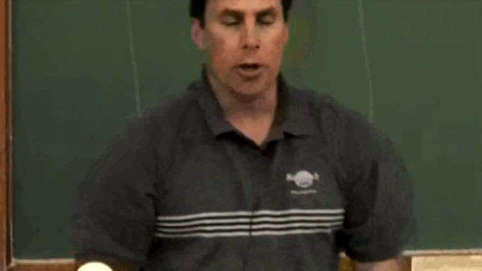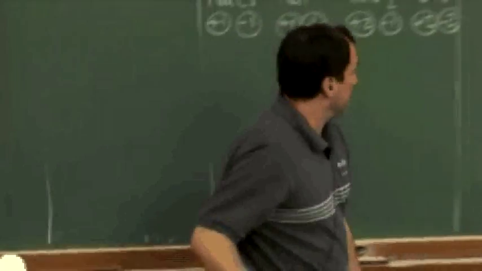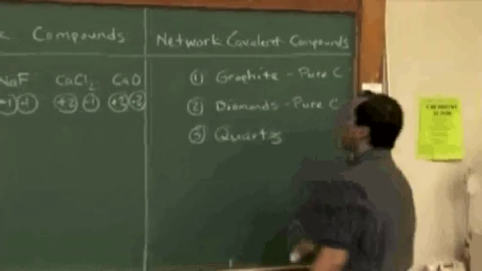And again, why is it hard? Why does it melt at a high temperature? It's because in order to break or interrupt these interactions, you have to put in a tremendous amount of energy. So there we have it. Pure carbon, graphite, pure carbon, diamond. Let me write pure carbon next to diamond, but also point out the third one is quartz. So next to diamonds, pure carbon as well.